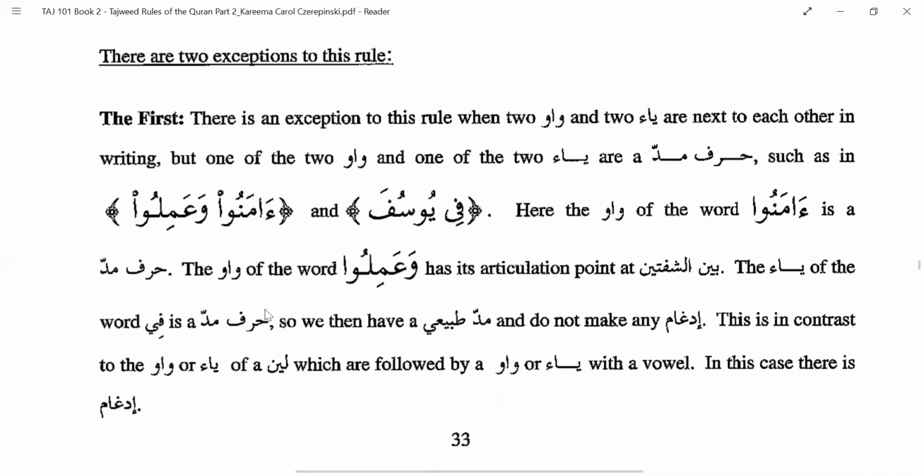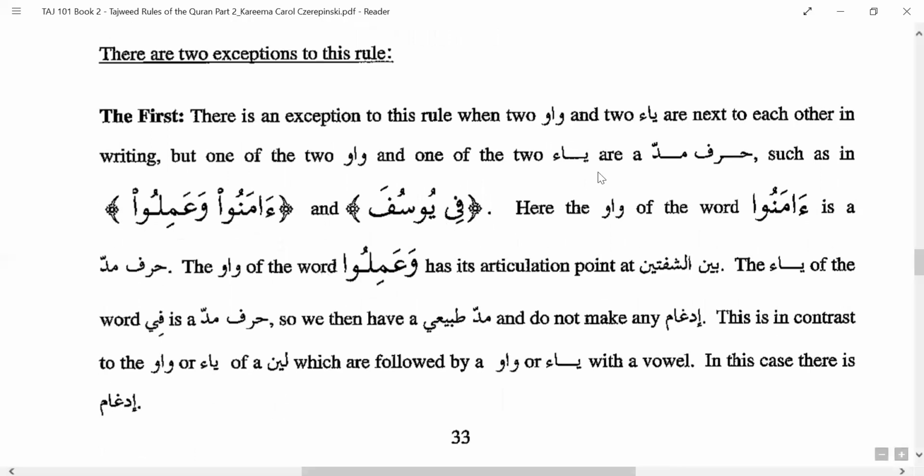Now there are two exceptions here. One is where the two waw and the two ya, one of them is a harf mad, such as in this one. Amanu is a waw, and again you have a waw, wa'amilu. Now they both are of the mad, like amanu is from mad. You have two waws or two ya together, and one of it is a harf mad.